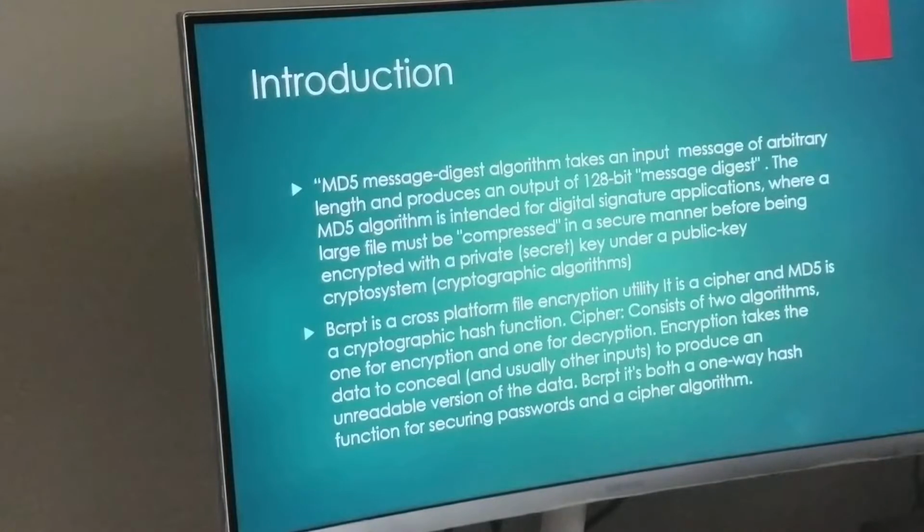Bcrypt is a cross-platform file encryption utility. It is a cipher, and Md5 is the cryptographic hash function. A cipher consists of two algorithms, one for encryption and one for decryption. Encryption takes the data to conceal, and usually other inputs, to produce an unreadable version of the data. Bcrypt is both a one-way hash function for securing passwords and a cipher algorithm.